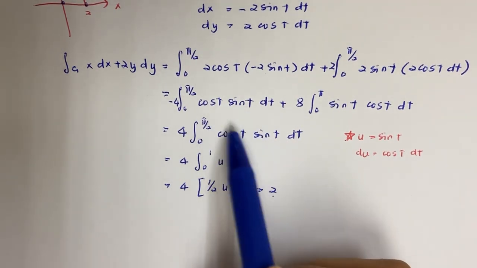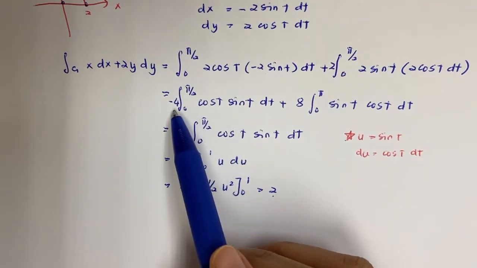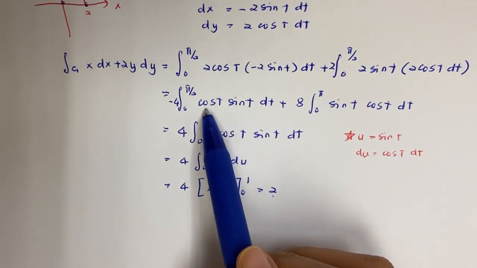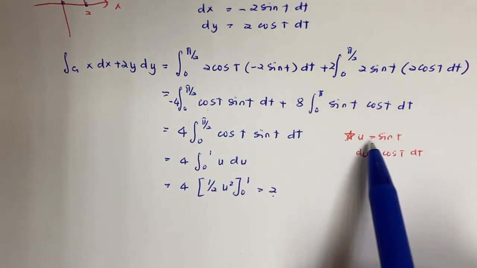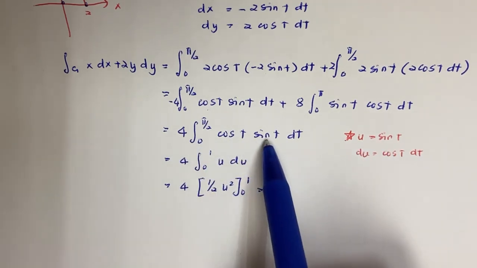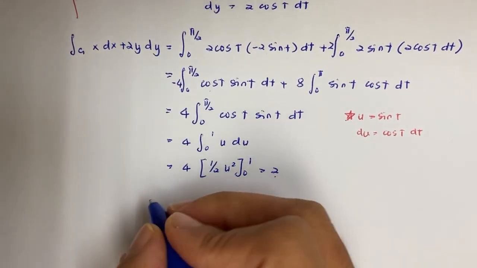Here, I have 8 sin t cos t minus 4 sin t cos t, so I just have 4 cos t sin t, and then use the substitution u equal to sin t to solve for this integration. Okay, now we can continue with C2.